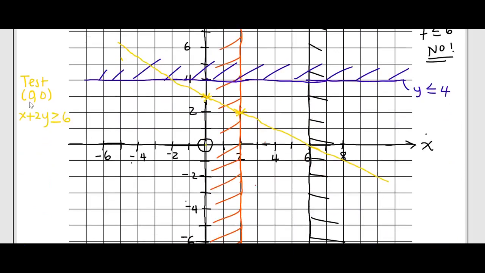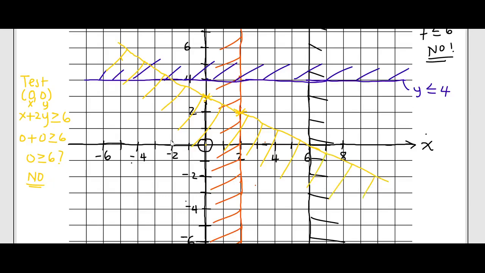So I'm simply going to substitute for x and y and see if it satisfies the inequality. My x is 0 plus 2 times y, which is 0. 2 times 0 is also 0. So 0 plus 0 is 0, is more than or equal to 6. Then you ask yourself, is 0 more than or equal to 6? No, 0 is not more than or equal to 6. So this side straight away does not satisfy the inequality because it is not giving values which are more than or equal to 6, right?